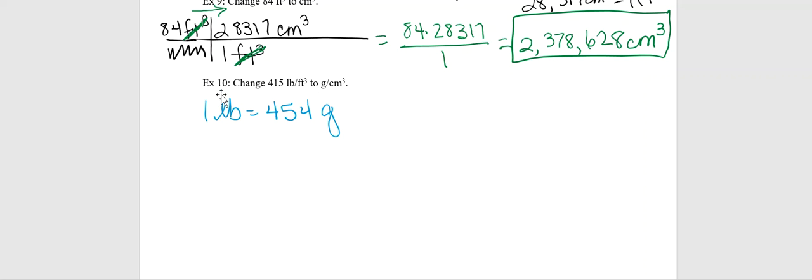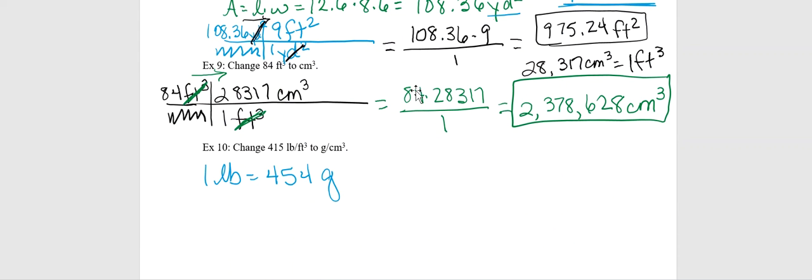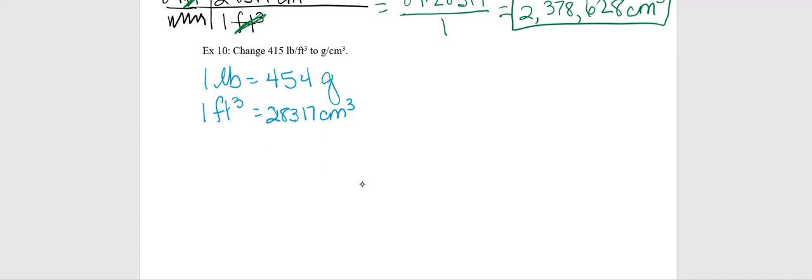Now we need to find something with cubic feet and cubic centimeters. Oops, those are squareds. Cubic feet and cubic centimeters here. That's what we used last time with the 28,317, so that's nice, it's already there. I should have just looked up. So 1 cubic foot is 28,317 cubic centimeters. Now we're ready to go ahead and do our unit analysis.